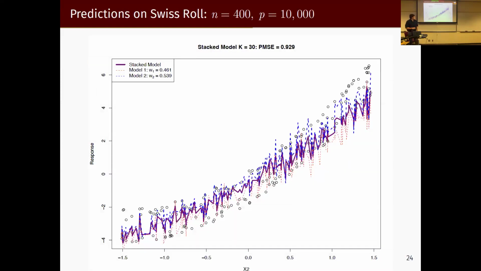So here we are back to our original example. I have the blue model and the red model from before, and I solve the stacking problem and I get my new predictions, which are the purple ones, and it's better than both of them. Right? You can see that it's going in between and it gives nicer performance.